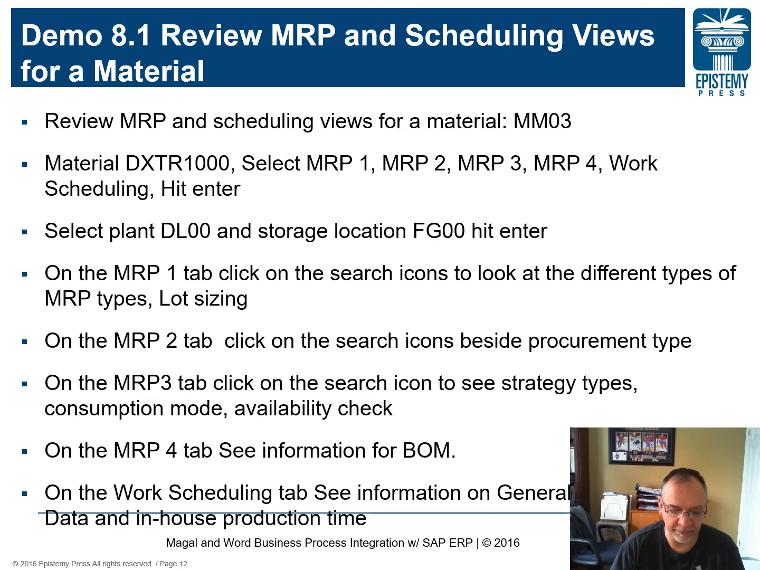Again, MRP 1 defines overall planning strategy. MRP 2 defines the times the system can use for scheduling and whether this is a buy or make product. MRP 3 calculates how much material is available and how material is produced. MRP 4 contains data the system uses to select the right bill of material. And the work schedule contains data that determines production times such as setup, teardown, and processing times.